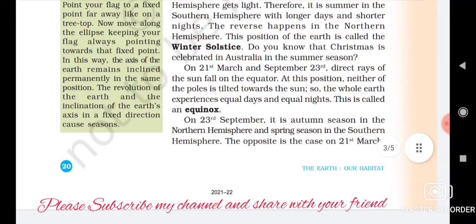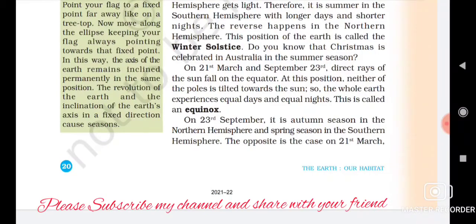On 21st March and 23rd September, the sun falls directly on the equator, and neither pole is tilted toward the sun. So the whole Earth experiences equal day and equal night. This is called the equinox. On 21st March and 23rd September, the whole world experiences equal day and equal night.